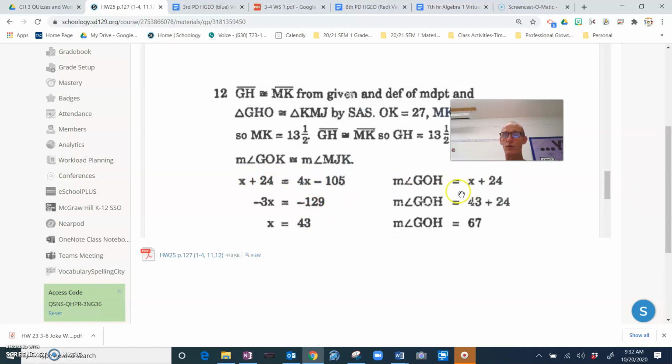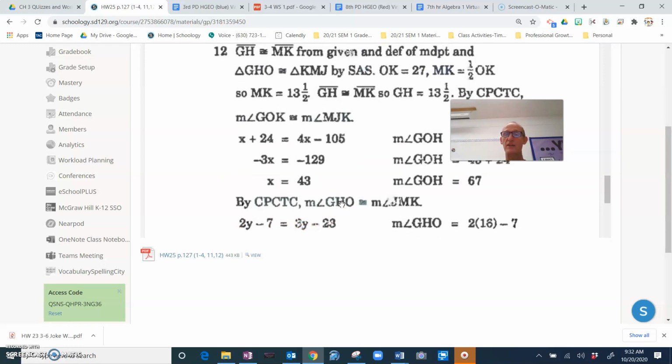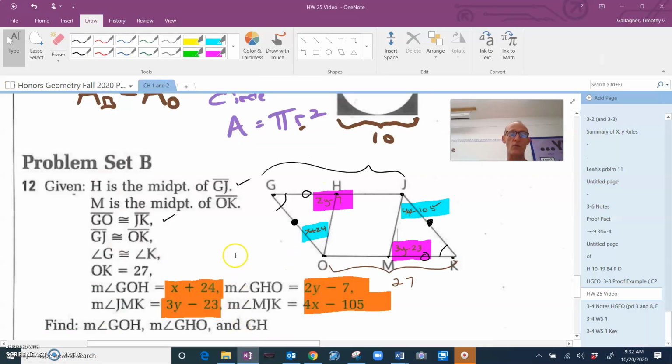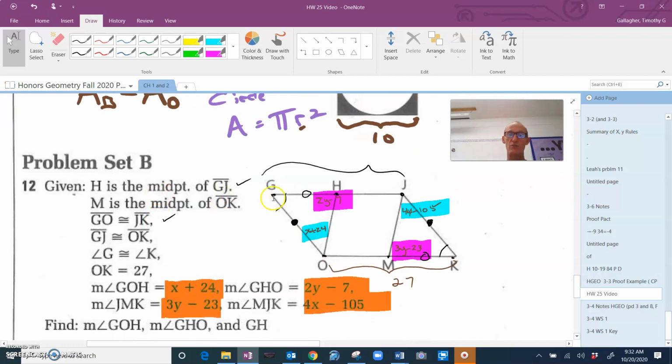and then you get these two equations, and you solve for y, and you substitute those back into the diagram to get the values that you need for angle GOH, which is this one, substituting x back in, angle GHO, substituting y back in, and then GH.